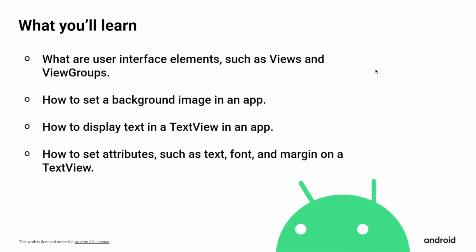Next, what you will learn today is what user interface elements such as views and view groups are, which are used in building the application, how to set a background image in an app, then how to display text in the form of a text view in an app, and how to set up multiple text views in a layout. Then you will see how to set attributes such as the text in the text view, the font of the text, and the margins around the text.